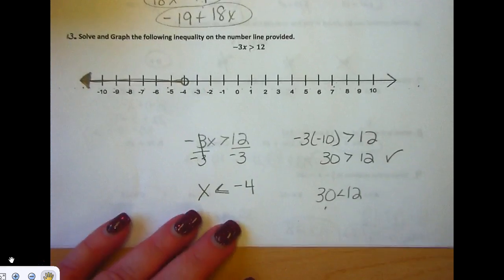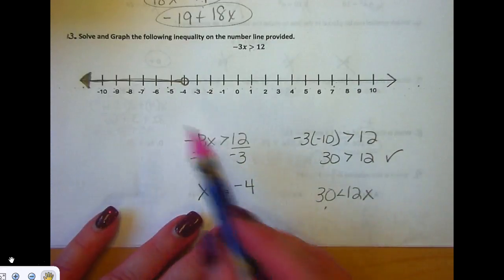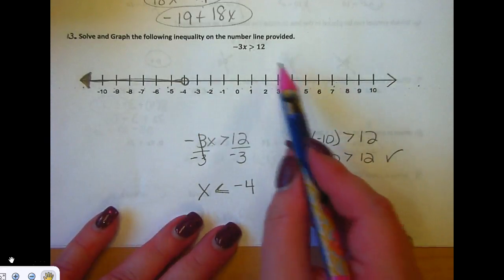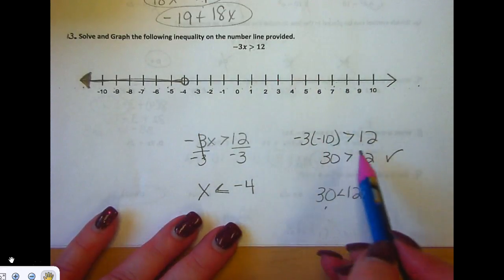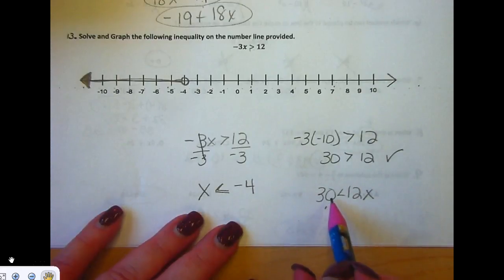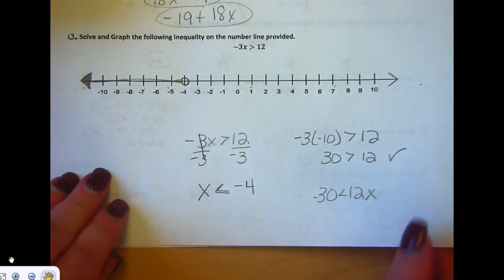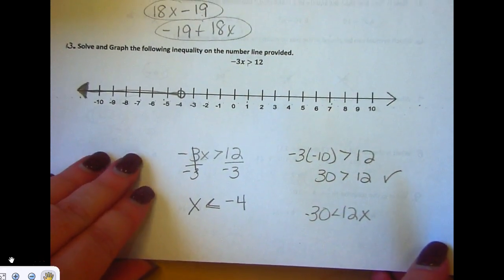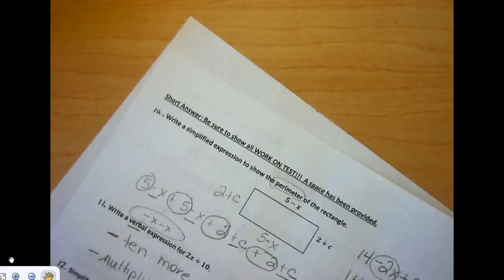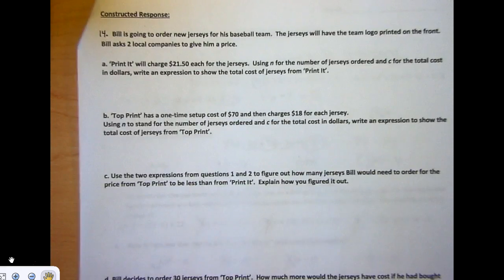And would that have been true? No, that's a good check, is to pick a number and put it back into the original problem. And if it's right, your sign's pointing the right way. If I didn't flip my sign, I would have had this, and that would have been incorrect. Okay. All right. Let's go to this constructed response. There's lots to do on this.